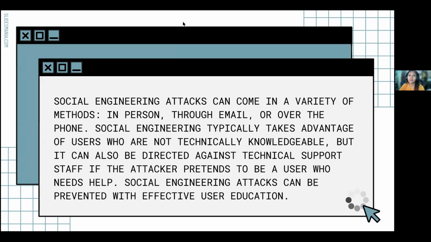Next slide, please. Social engineering attacks can come in a variety of methods: in person, through email, or over the phone. Social engineering typically takes advantage of users who are not technically knowledgeable, but it can also be directed against technical support staff if the attacker pretends to be a user who needs help. Social engineering attacks can be prevented with effective user education. Next slide.